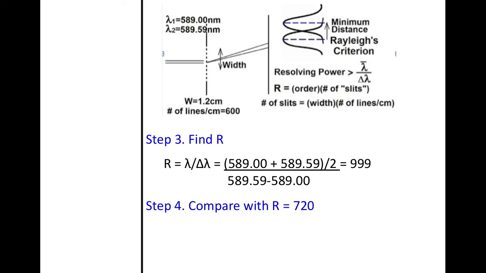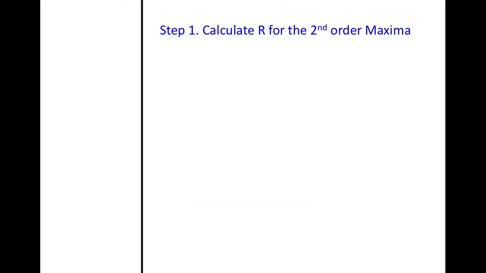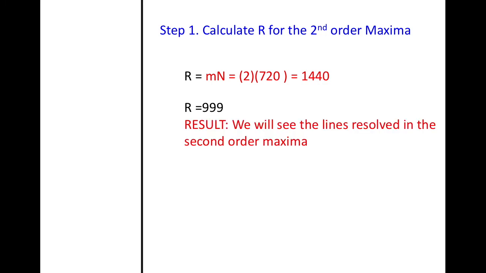The wavelengths of 589.00 and 589.59 require a resolution of at least 999. Our diffraction grating gives a resolution of only 720. Therefore, we will not be able to resolve the two lines in the first order. If we were to figure out the second order of maxima, we would multiply 720 lines by 2, and we would get an answer of 1440. Because the wavelengths require a resolution of at least 999, we would be able to see the lines resolved in the second order maxima.